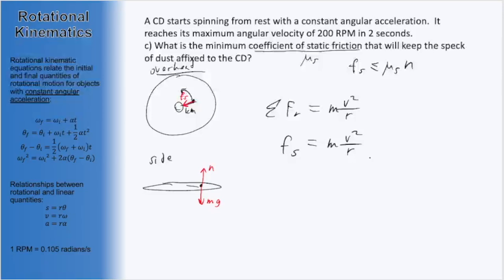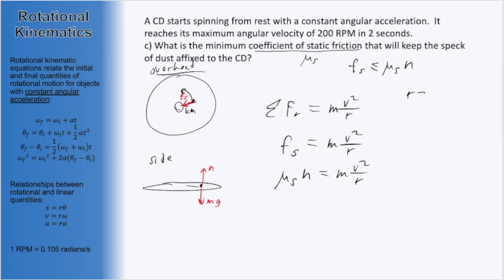Since the question is asking about the minimum coefficient of static friction, the minimum coefficient occurs when it would be exactly equal to the static friction that we require here. So we can safely substitute the coefficient times the normal force into our static friction on the left side. And this still equals mv squared over r. This brings us to an equation which we now might be able to solve for the coefficient of static friction, but let's think about if we have everything that we need so far.